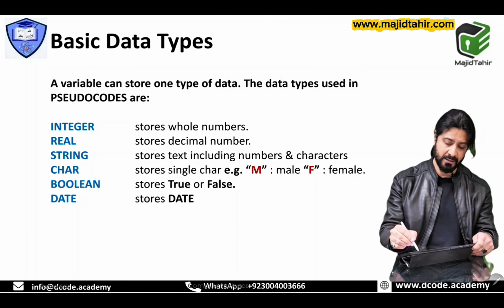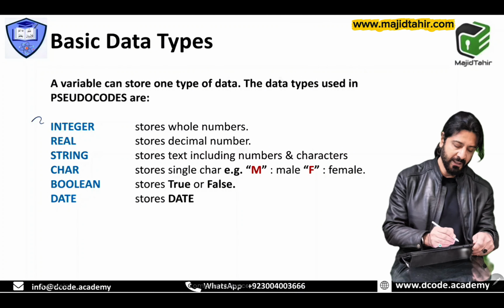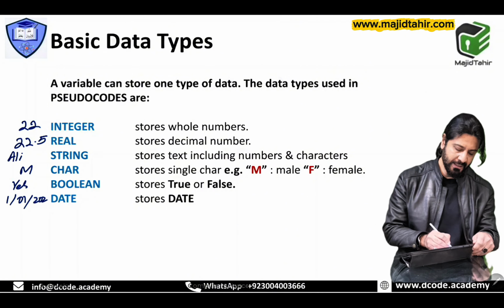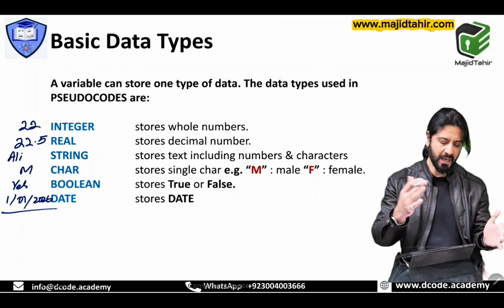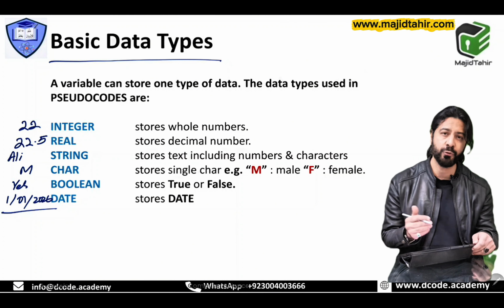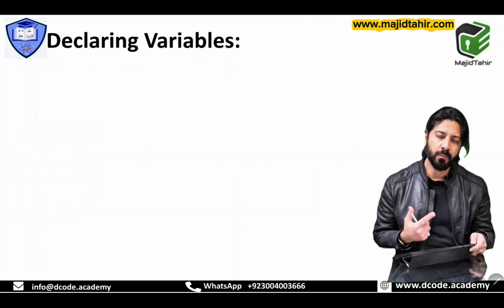Date stores the date. Now let's see the values, for example. Integer can be any whole number; 22 can be an integer. Real can be any decimal number, 22.5. String can be a name, Ali. Char can be M. Boolean can be yes or no. Date can be 1, 20, 26. So you see, this type of data can be stored in this data type. So for basic data types, when you're making a variable, you have to tell the computer what kind of data it is going to store. All right, now we are going to talk about declaring variables.